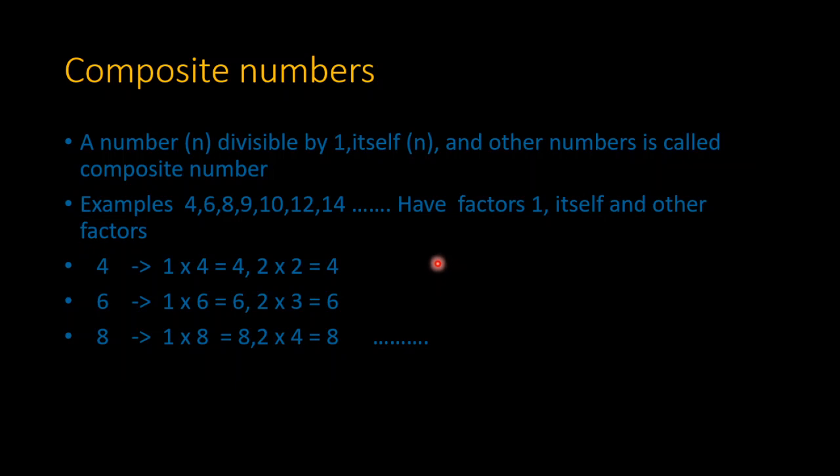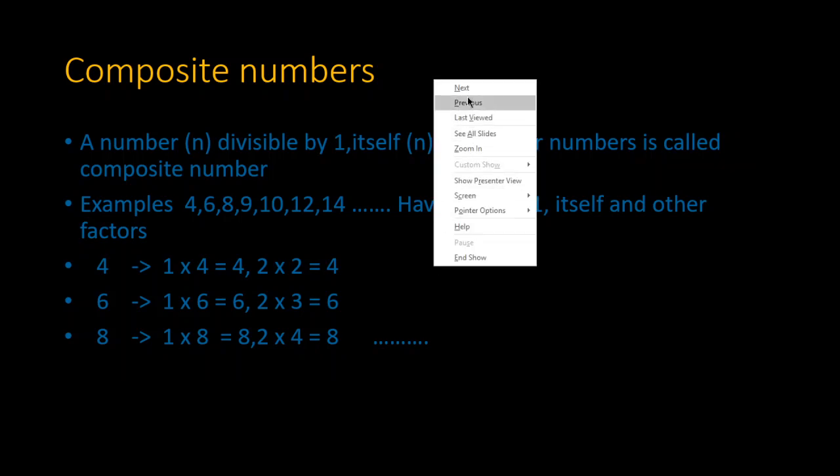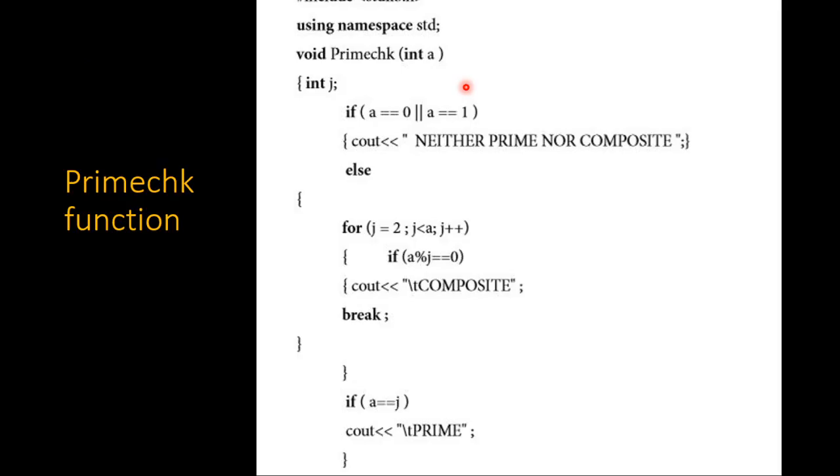Now our program is going to generate the Fibonacci series, and then in that series find out whether each number generated is a composite number or a prime number. This is how the program starts.